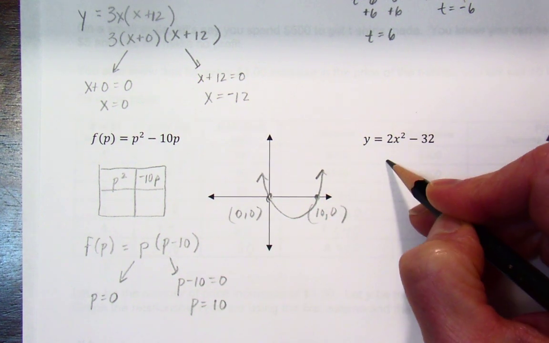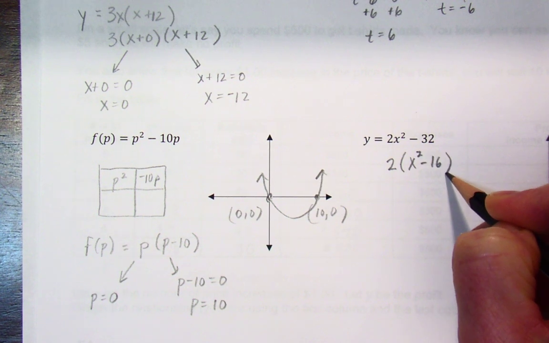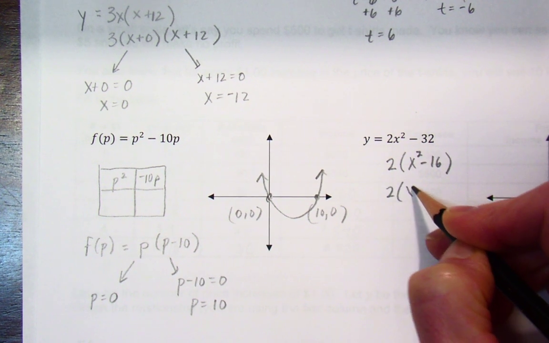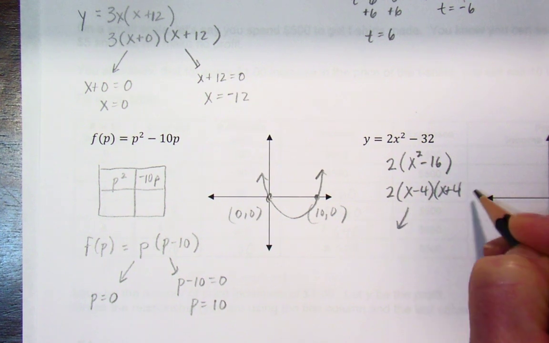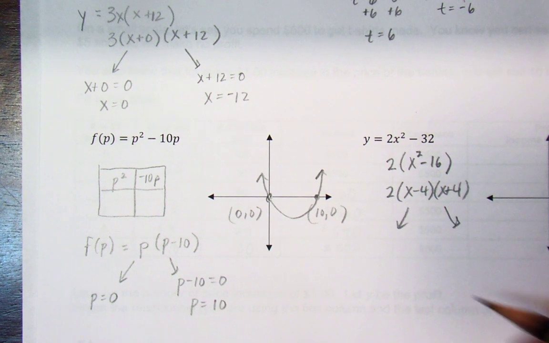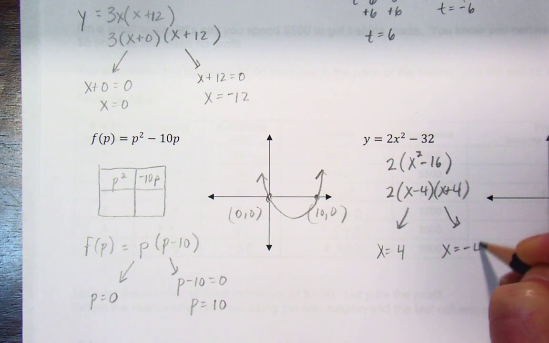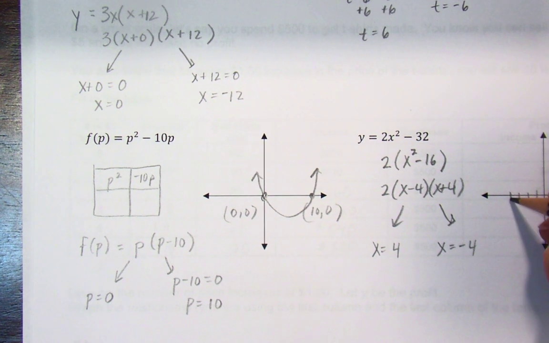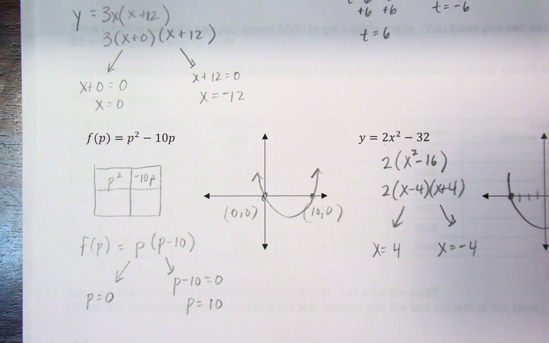Here my GCF is 2, which gives us x squared minus 16. 2 times x minus 4 times x plus 4. Take each one of these factors, set them equal to 0. x is 4 and x is negative 4. 1, 2, 3, negative 4. 1, 2, 3, positive 4. This leading coefficient is positive. This parabola is going to open up.